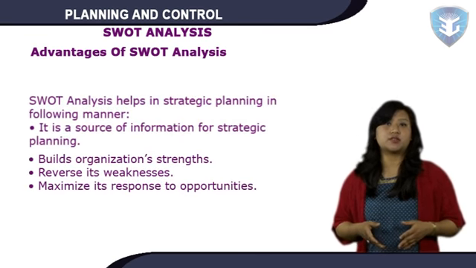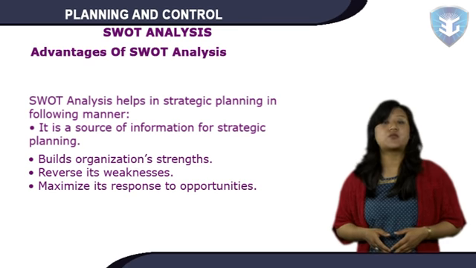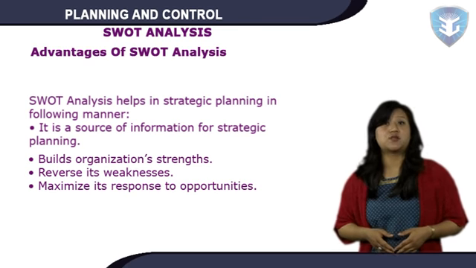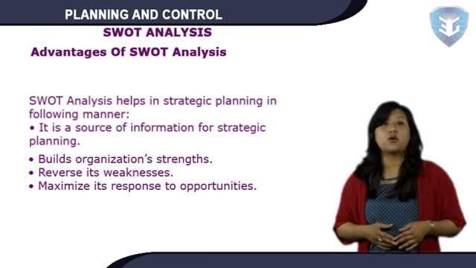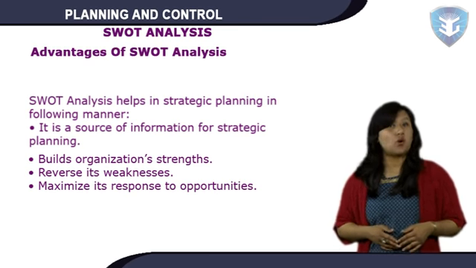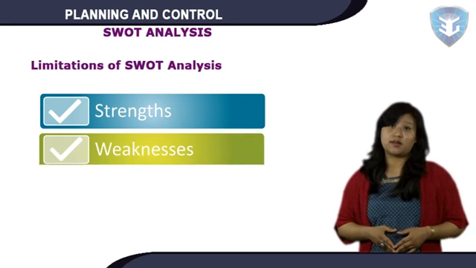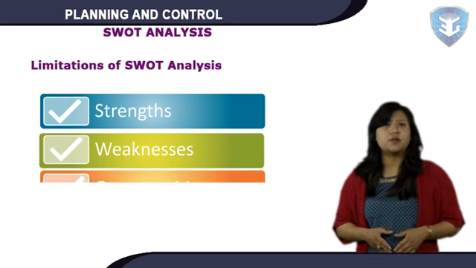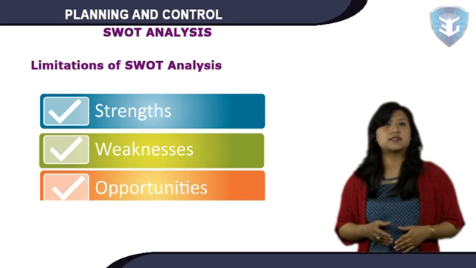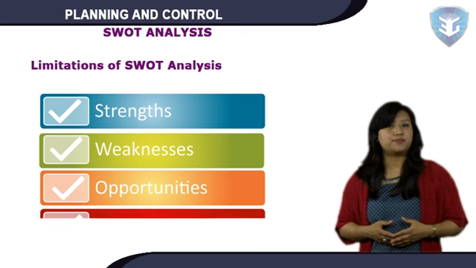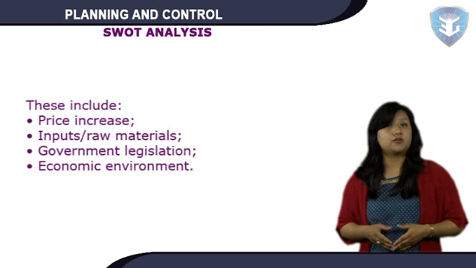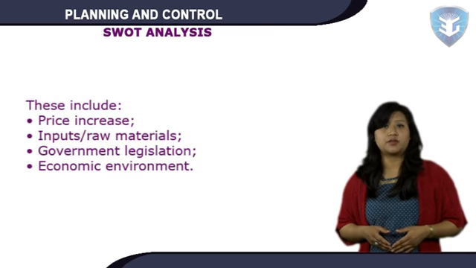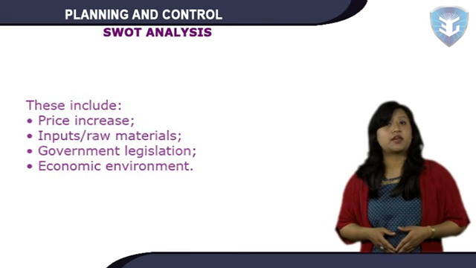SWOT analysis helps in strategic planning in the following manner. It is a source of information for strategic planning. It builds the organization's strengths. It reverses its weaknesses. It maximizes its response to opportunities. Limitations of SWOT analysis. SWOT analysis is not free from limitations. It may cause organizations to view circumstances as very simple, because of which the organizations might overlook certain key strategic contacts which may occur. There are certain limitations of SWOT analysis which are not in the control of management. They include price increase, inputs, raw materials, government legislation, and economic environment.